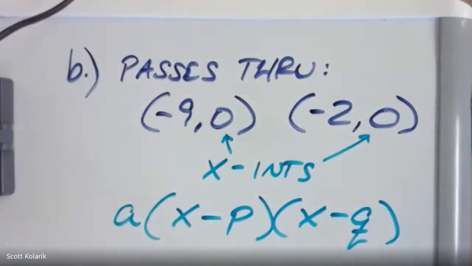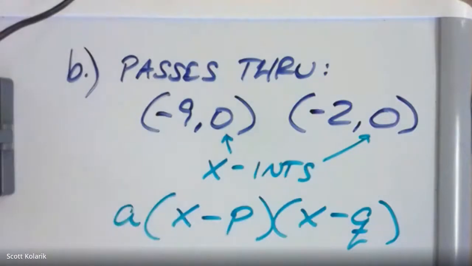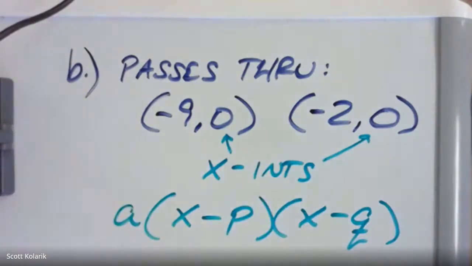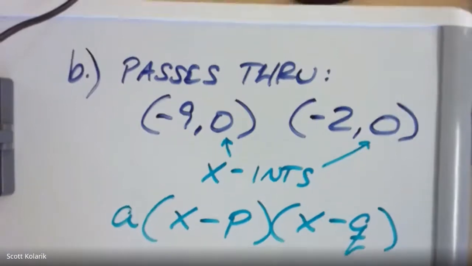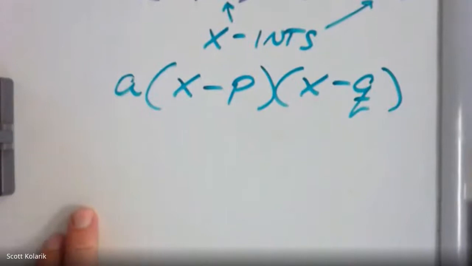Right? Now, p and q are going to represent where those intercepts are located. So this -9 and -2 are going to end up being p and q. And it doesn't matter which one's which. The order of these parentheses actually does not matter, as with all multiplication. So when I plug these values in, let's go ahead and see what happens, right?